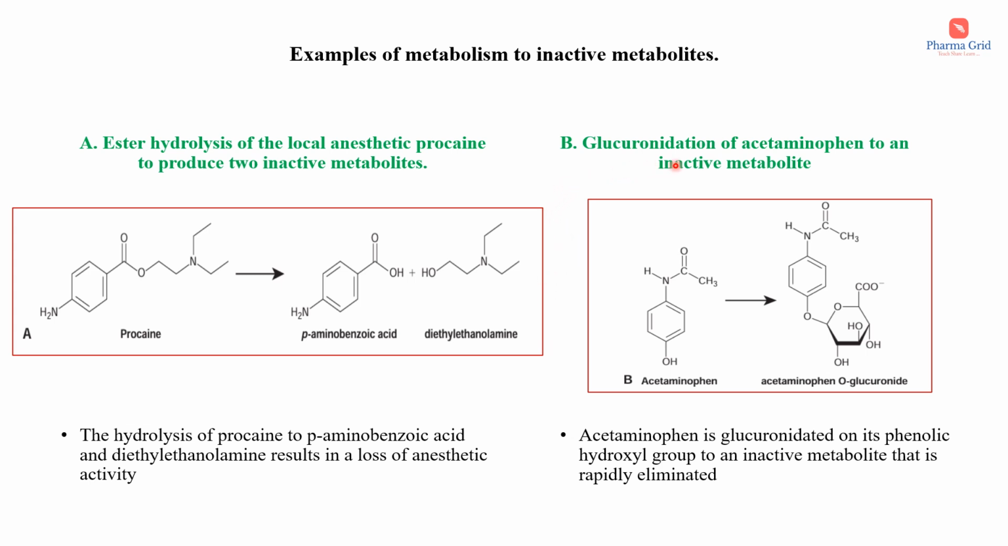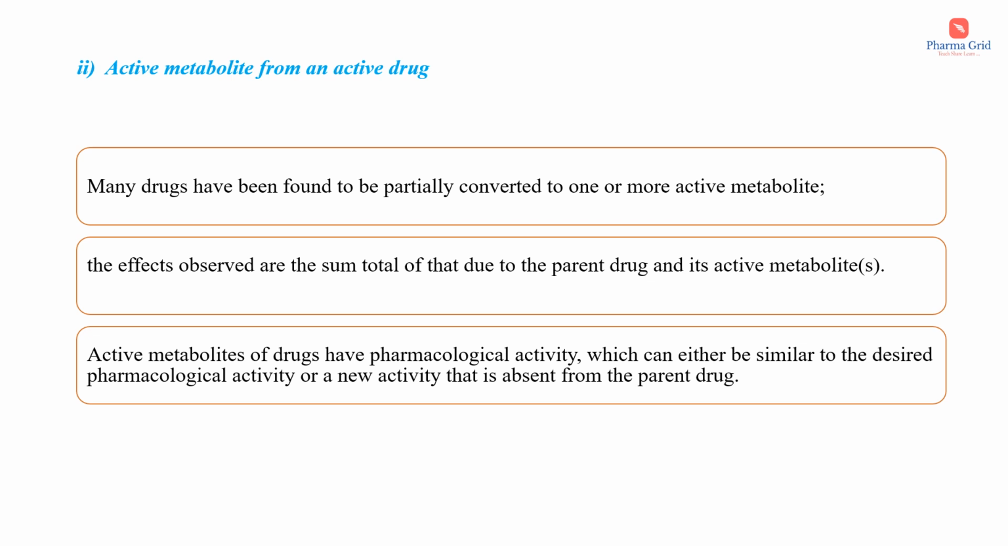Next example is glucuronidation of acetaminophen to an inactive metabolite. That is, acetaminophen is glucuronidated on its phenolic hydroxyl group to an inactive metabolite, which is acetaminophen O-glucuronide, that is rapidly eliminated. Next one is active metabolite from an active drug. Many drugs have been found to be partially converted to one or more active metabolites. The effects observed are the sum total of that due to the parent drug and its active metabolites.